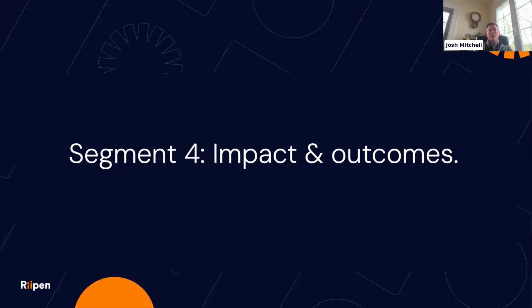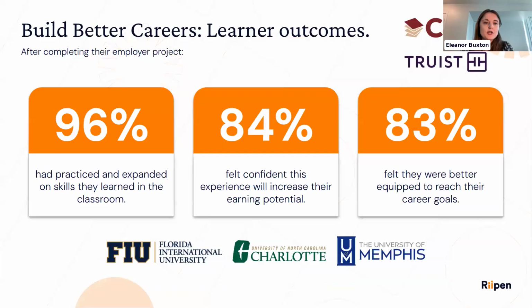So that is another good segue to talk about impact and outcome at a more macro level. And so I'm going to turn it back over to Eleanor, who's going to walk through a few examples of this. Thanks, Josh. As Josh mentioned, we're going to just share a little bit of the impact and the outcomes of these models, and share some stories directly from our learner participants.